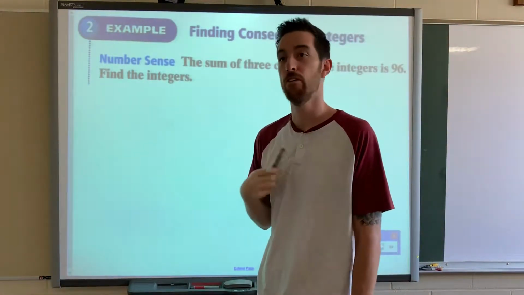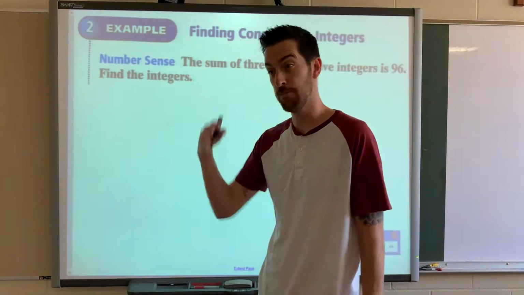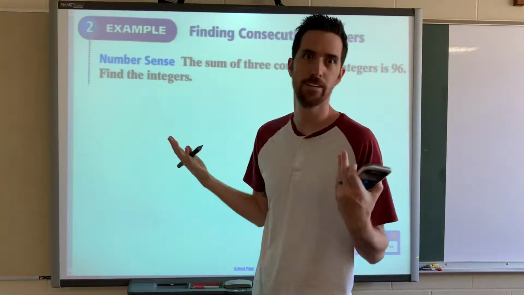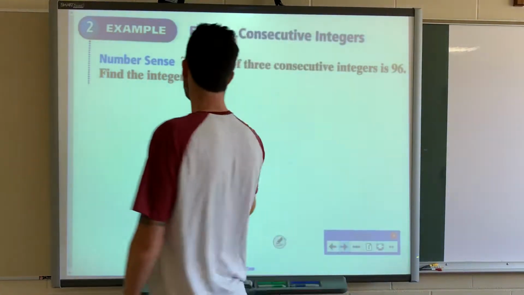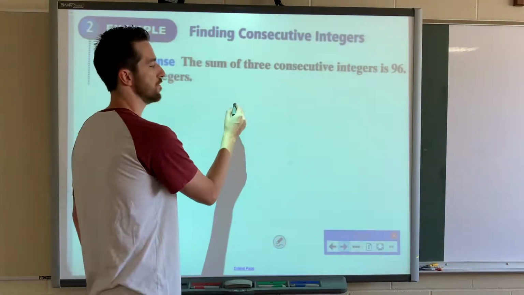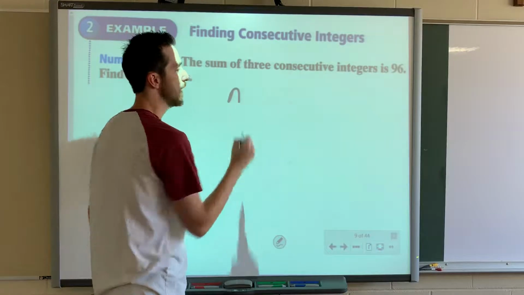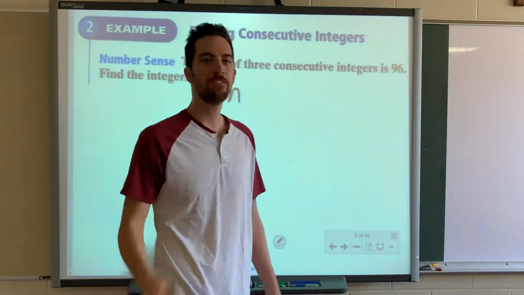Consecutive integers are like 7, 8, 9. They're right in a row. Or if it said consecutive odd integers, it'd be like 7, 9, 11. You know what I'm saying? So we don't know what these numbers are, so we can represent the first one with like n or x or whatever. That's our first unknown.